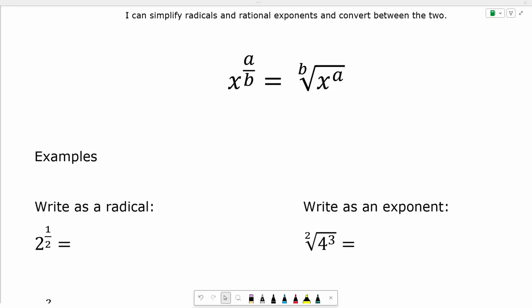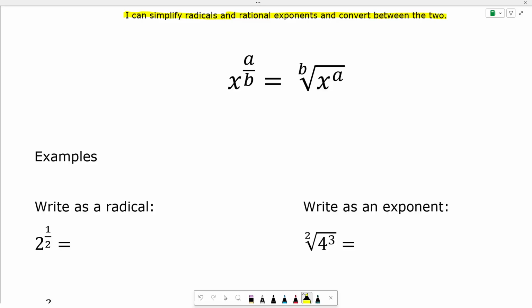Okay, right here we're going to be looking at radicals and rational exponents and the relationship of these two things together. Our objective today says, hey, I can simplify radicals and rational exponents and convert them between the two. So we can go backwards and forwards and forwards and backwards.